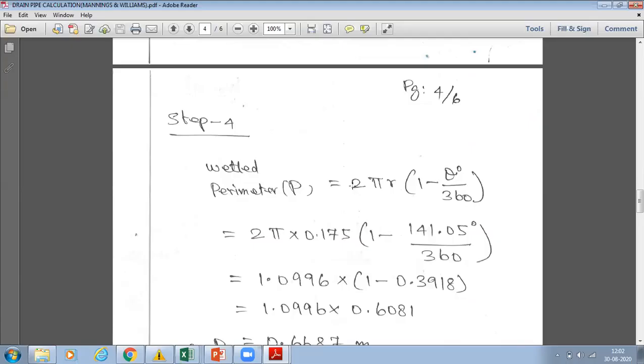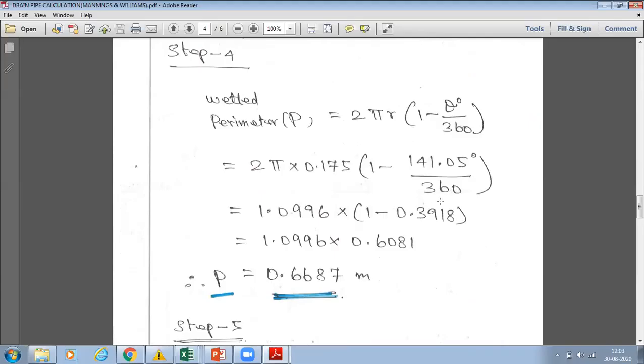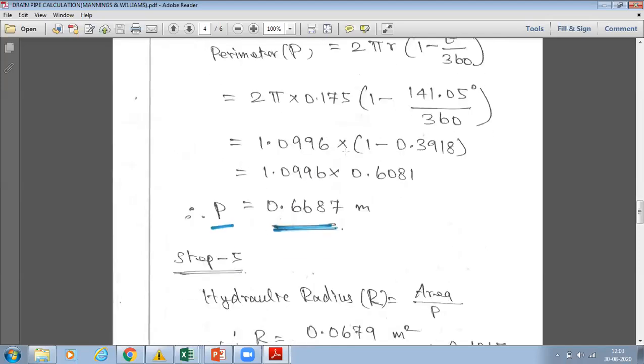Wetted perimeter P equals 2 pi r into 1 minus theta by 360, where theta is in degrees. Here you have to use degrees only. 2 pi into radius 0.175 into 1 minus 141.05 degree divided by 360. If you solve this, you will get the perimeter as 0.6687 meter. This is the wetted perimeter of the pipe.